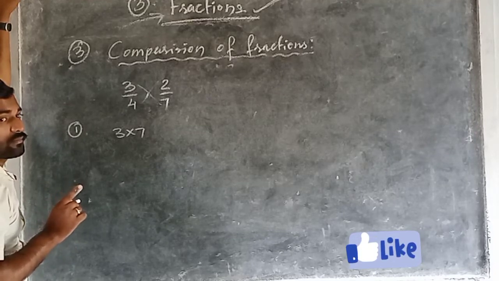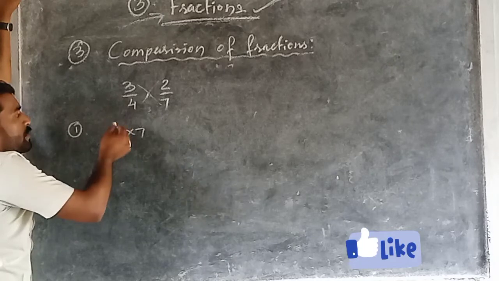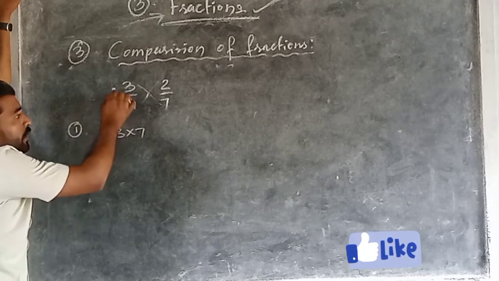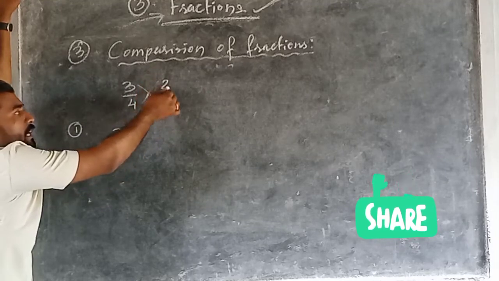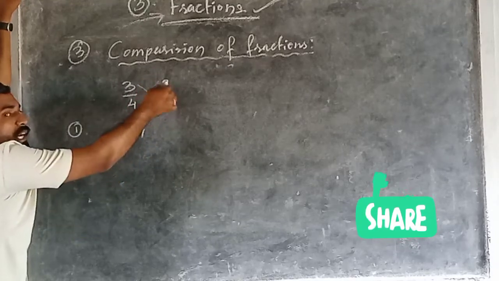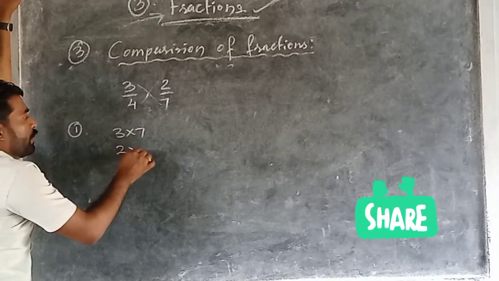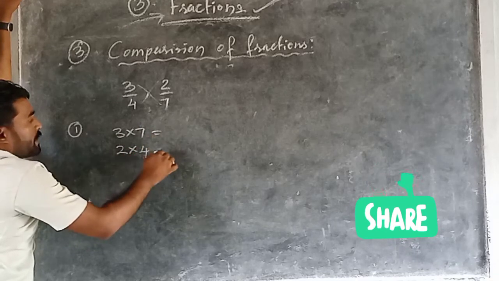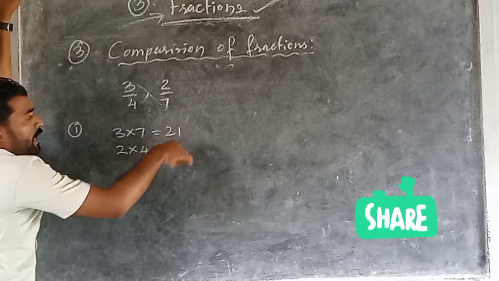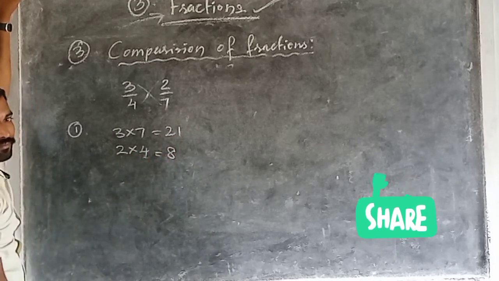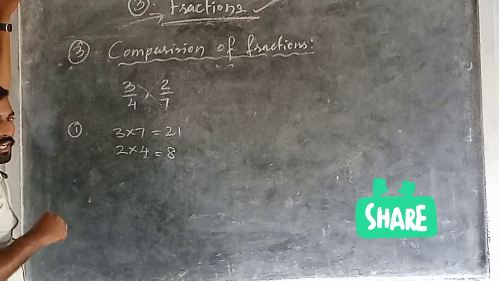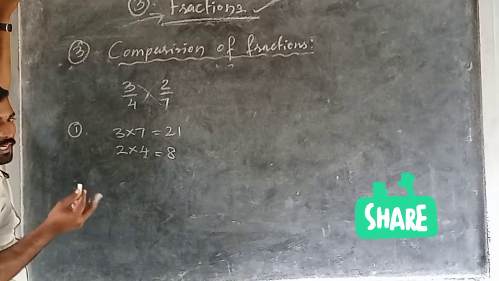Always, first of all, you write the numerator. 3 into 7, that means numerator into denominator. And in this case also, numerator into denominator, that means 2 into 4. Okay, let us multiply. 3 sevens are 21. 2 fours are 8.